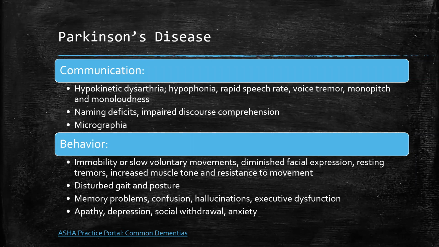Behavioral changes, so we'll see immobility, slow voluntary movements, facial expression is usually pretty flat. This person might have a resting tremor. They're going to have increased muscle tone and resistance to movement. We'll see disturbed gait and posture, and they'll also have the cognitive changes related to dementia, which will look like memory problems, confusion, hallucination, executive dysfunction. This person may also present with apathy, depression, social withdrawal, and anxiety.